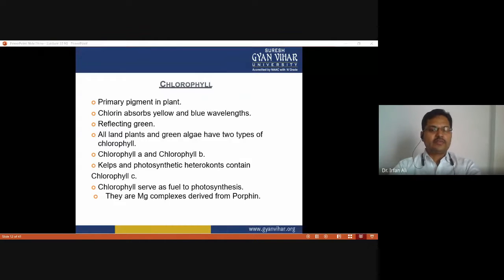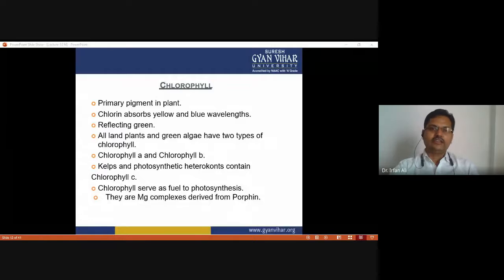The major pigment found in plants is chlorophyll. Chlorophyll is the primary pigment found in plants. Chlorophyll absorbs yellow and blue light wavelengths while reflecting green light. That's why chlorophyll looks green in color. All land plants and green algae have two types of chlorophyll in abundant quantity, chlorophyll A and chlorophyll B.